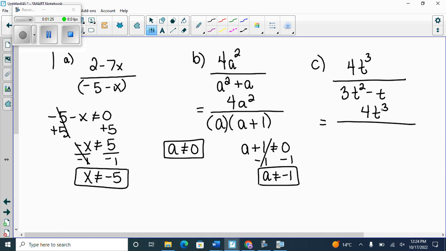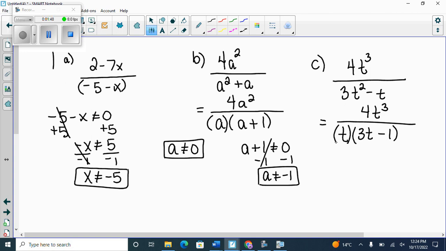T. So if I go 3t squared, take out a t, I'm left with 3t. Negative t divided by t is -1. And this t can go in its own brackets. How many brackets do I have? 2. How many variables in those brackets? 2. Each bracket has a variable, right?